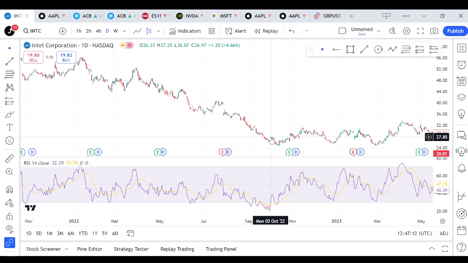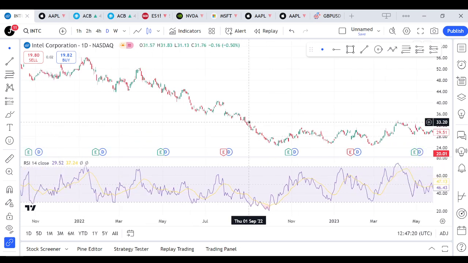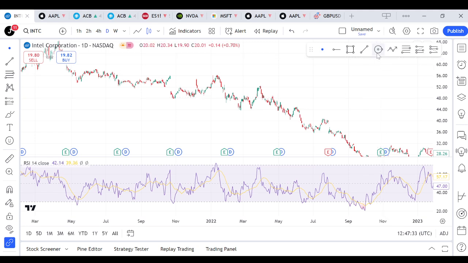So when the RSI rises above 70, it suggests that the currency pair or asset may be overbought and due for a potential pullback. Conversely, when the RSI falls below 30, it indicates that the currency pair may be oversold and primed for a possible bounce. You can see this on our chart. You can see this level here is an overbought condition.